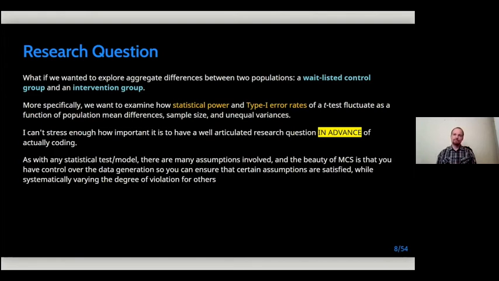And with any statistical model or test, there's always going to be many assumptions involved. And as I mentioned earlier, one of the beauties of Monte Carlo simulations is that you have full control over the data generating processes. So you know exactly what the true population parameters are. So you aren't really making inferences in that sense because you know what the population parameters are. And so you can see how they're recovered or how some of these things change as you maybe very systematically vary different assumption violations. You can also make sure that certain assumptions are completely satisfied if they don't pertain to your research question.